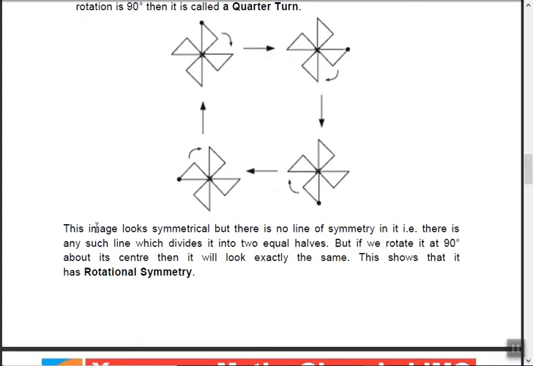In rotational symmetry, one important point is that the image looks symmetrical, but there is no line of symmetry in it. It means if you try to cut this along some horizontal or vertical line, it won't be symmetrical, but if you rotate it, then it will be symmetrical, like a sunflower. There is no line which divides it into two equal halves, but if you rotate this figure by 90 degrees about its center, it will look exactly the same. So it's called rotational symmetry.